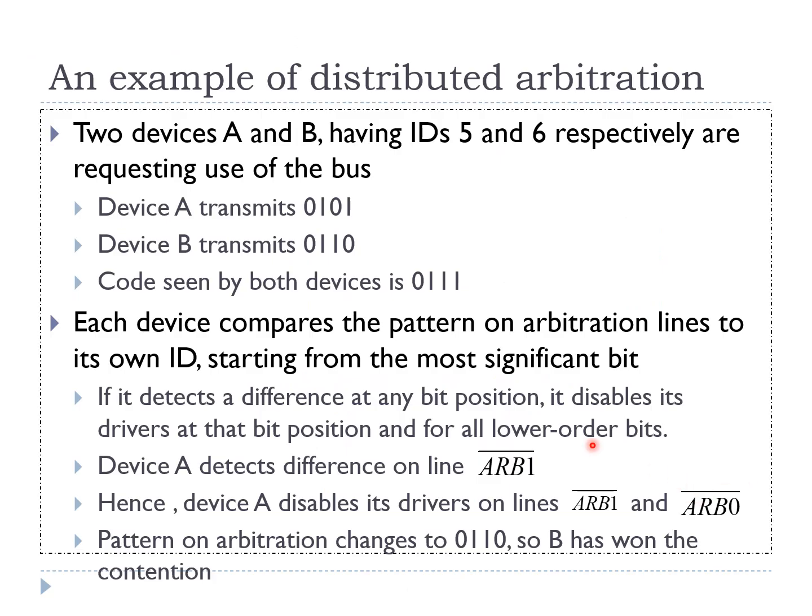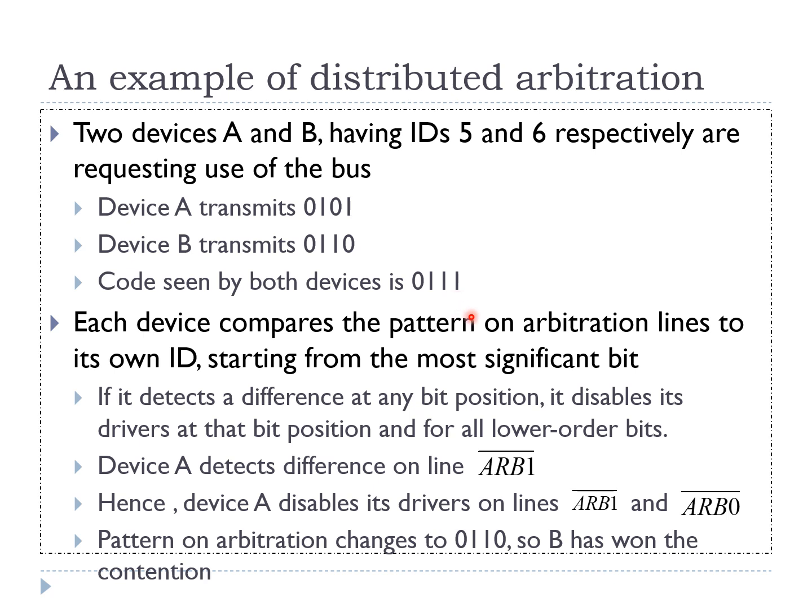For example, take two devices, device A and device B. They both place their values on the arbitration circuit. The arbitration line will have an OR value of these, so 0111 will be the value. Now both devices will read 0111. They compare it with their own values, 0101 for device A.